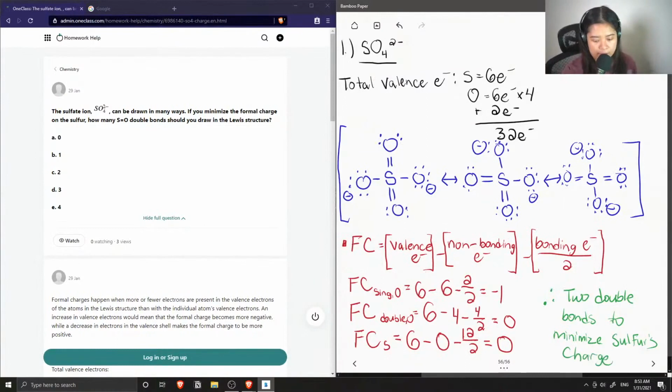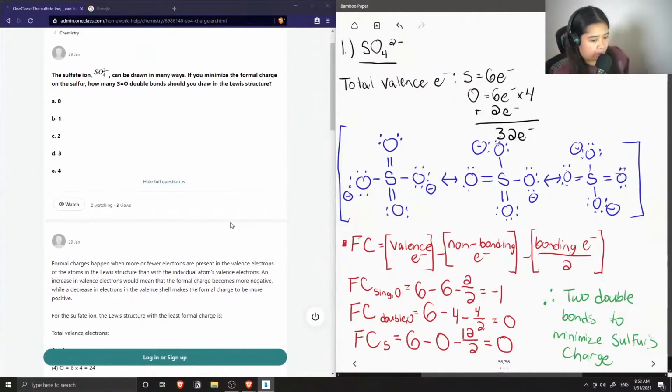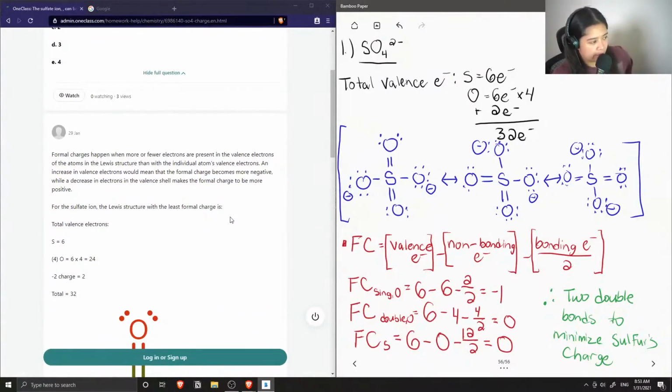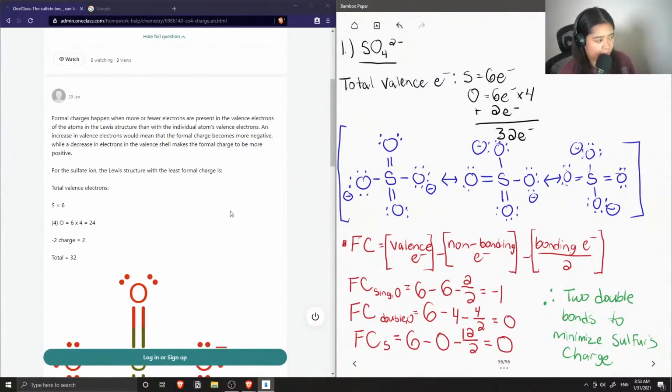Okay, so let's see what the junior tutor said. Formal charges happen when more or fewer electrons are present in the valence electrons of the atoms in the Lewis structure than the individual atom's valence electrons. An increase in valence electrons would mean that the formal charge becomes more negative, while a decrease in electrons in the valence shell makes the formal charge more positive.